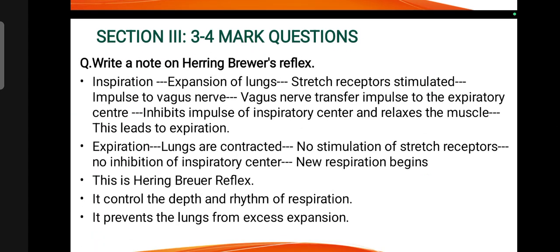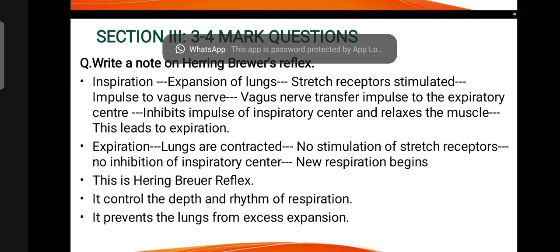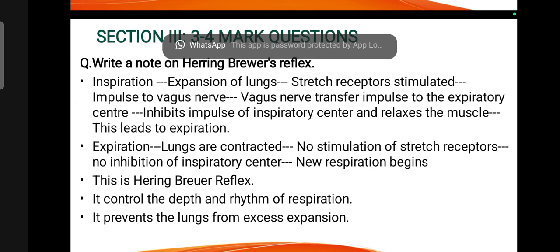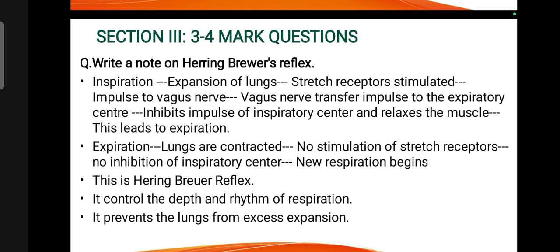Write a note on Hering-Breuer reflex. Inspiration causes expansion of lungs and gives a signal to the stretch receptors. The impulse is received by the vagus nerve. The vagus nerve transfers the impulse to the expiratory center, which inhibits the impulse of the inspiratory center and relaxes the muscle. This leads to expiration. In expiration, lungs are contracted, there is no stimulation of stretch receptors, and no inhibition of the inspiratory center.